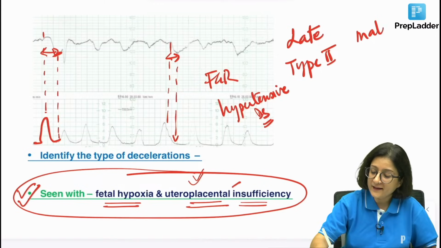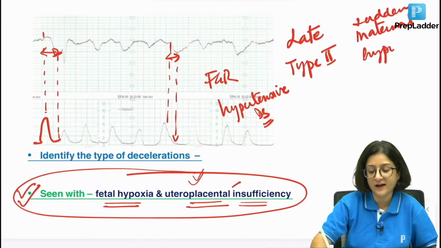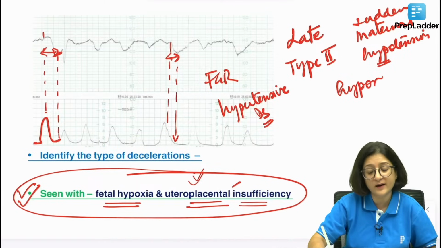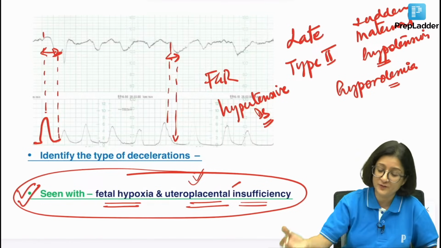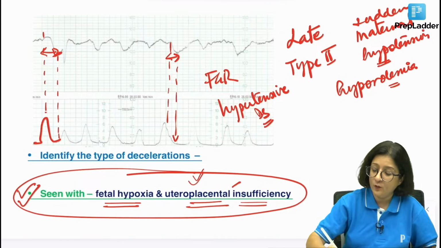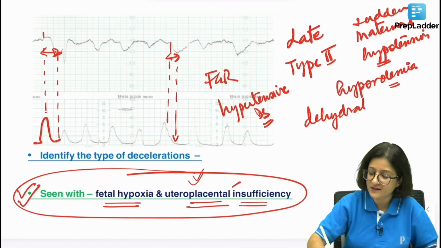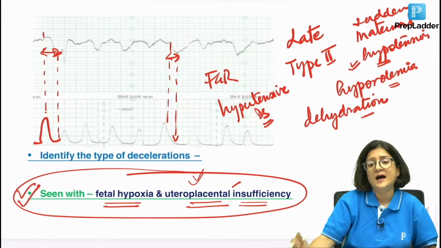Or anything that is causing sudden maternal hypotension, that could be because of hypovolemia or blood loss, right? So when the woman is bleeding, she is having placental abruption, you can find such deceleration. When the woman is so severely dehydrated that she is having hypotension, it can lead to such deceleration.